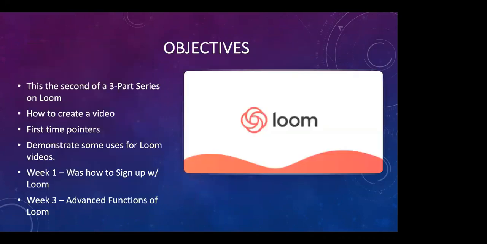So some of the objectives for this week, like I mentioned before, you can't be an educator and make a PowerPoint without having an objective slide. So this is the second of the 3-part series on Loom. If you were here last week, you saw the first one was about how to sign up for a Loom account. This week's session is going to be specifically about how to create a video and get some first-time pointers. And we're going to demonstrate also some of the uses that you can have for your video, whether you're the one creating the video or maybe one of your students is creating a video. And then lastly, next week, we'll look at some of those advanced functions of Loom that'll help you organize some of your videos and maybe make them a little sharper.